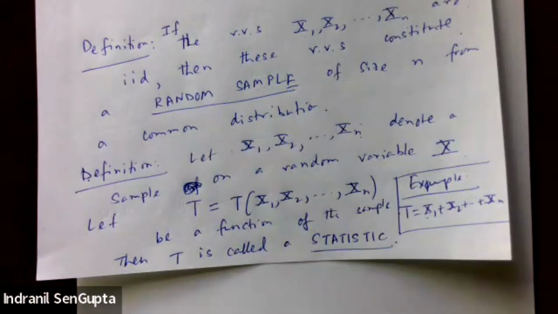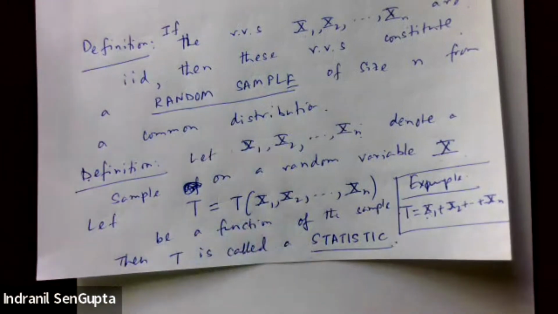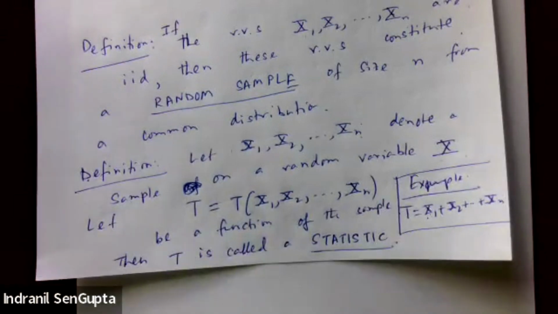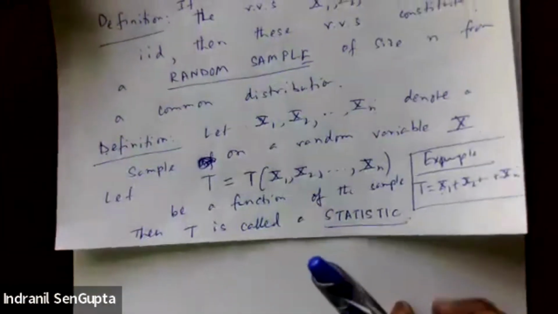Now, once we run an experiment, when we see it, we can find a value of the t. Just like before, that would be an observation. That would be a realization of t. Okay. Now, with this definition, we are ready to proceed.